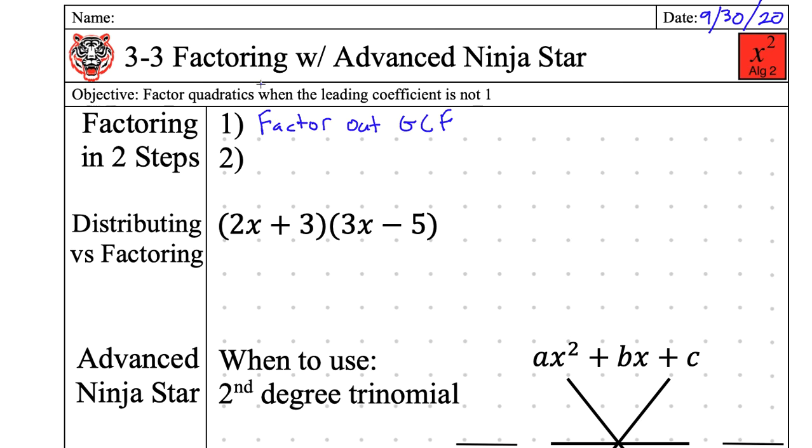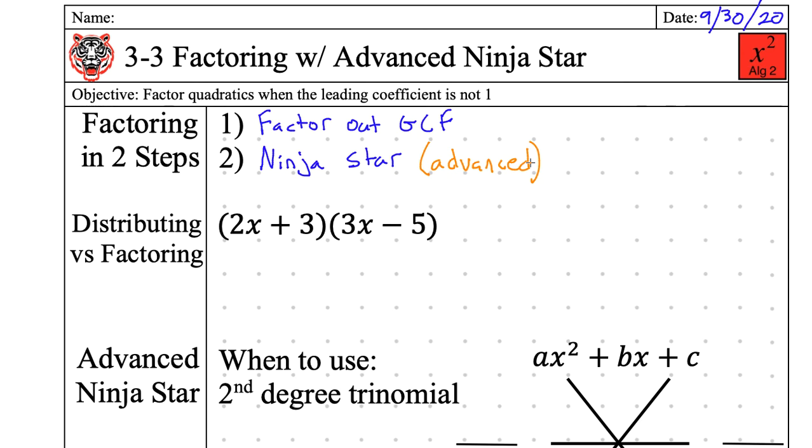Ninja Star, there it is. And I'm going to go ahead and now make this advanced. But again, if you really know what you're doing, and you know that the leading coefficient is 1, then you can use the normal Ninja Star. You don't have to use the advanced Ninja Star. If you don't know if you should use one or the other, use the advanced Ninja Star because it works on everything with 3 terms, a trinomial that is. Eventually we'll do 4 terms.